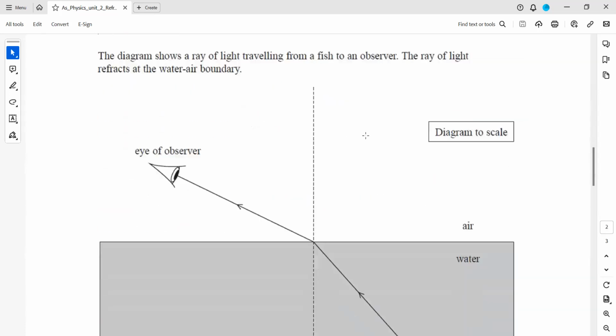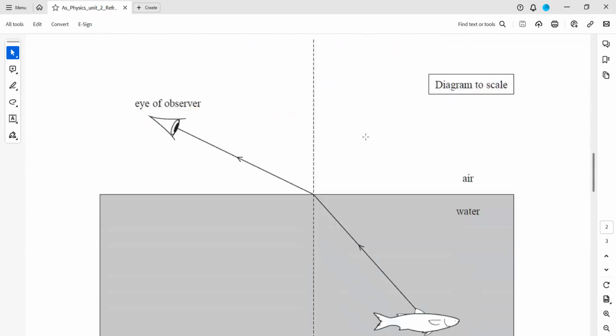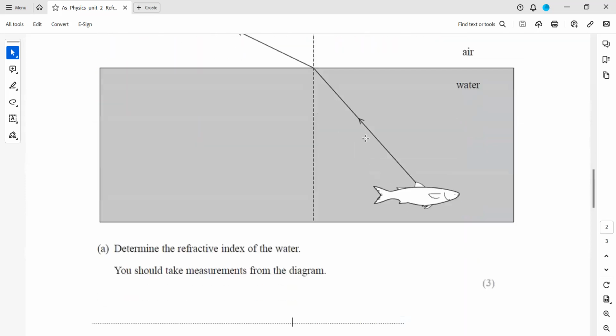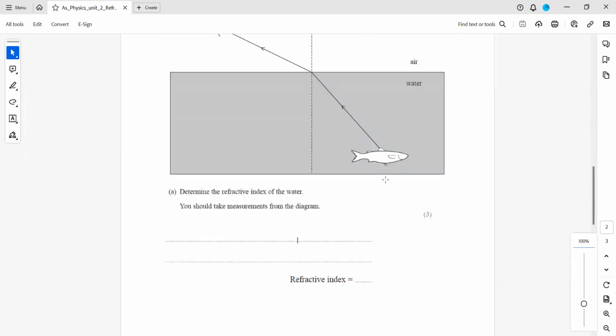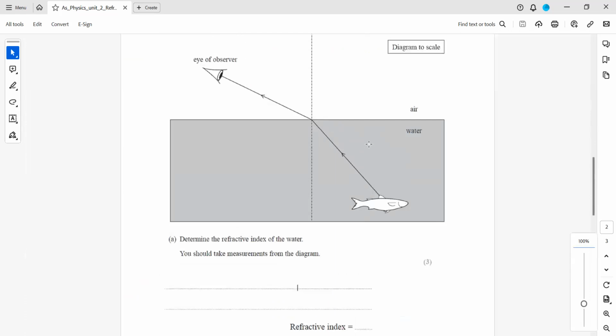Question 2. The diagram shows a ray of light traveling from a fish to an observer. The ray of light is refracted at a water to air boundary. Determine the refractive index. You should take measurements from the diagram. So if we want to determine the refractive index, we will use Snell's law. What is Snell's law?